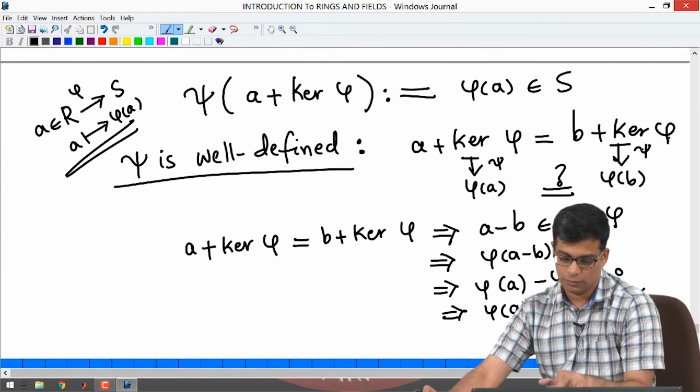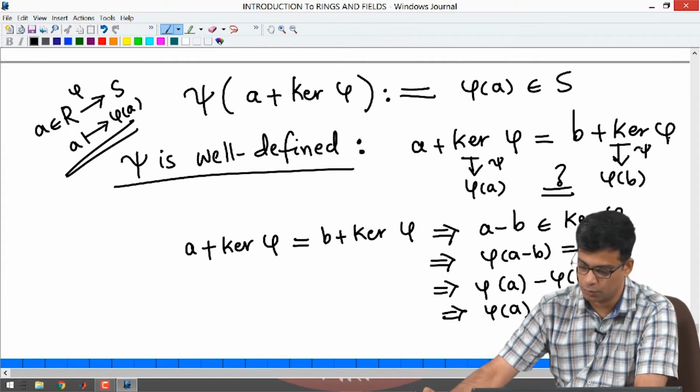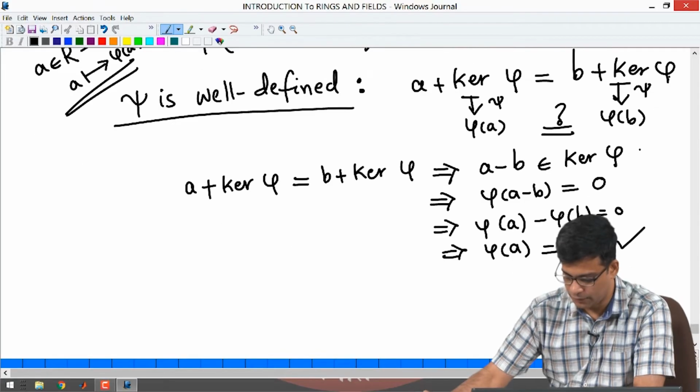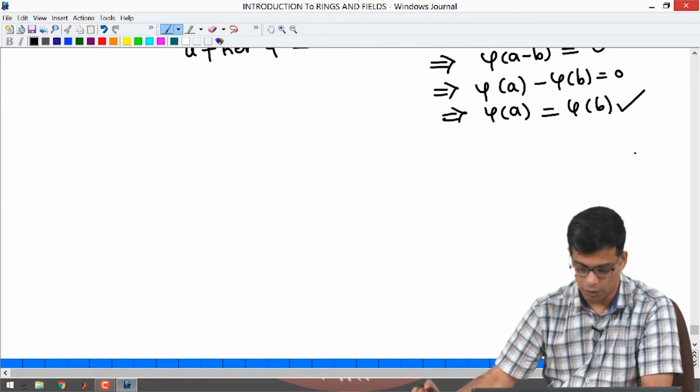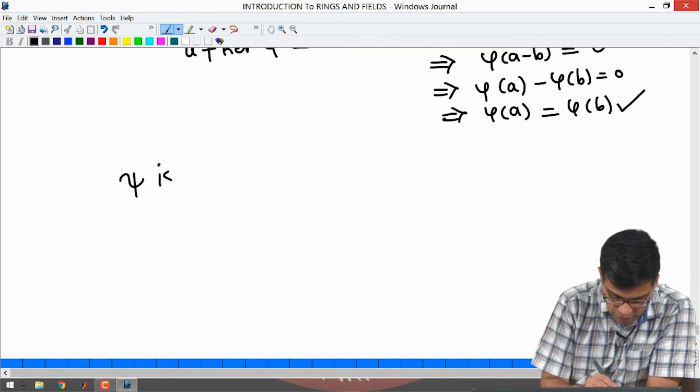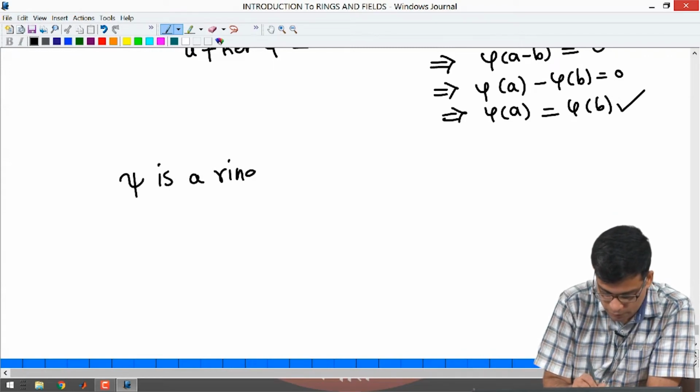So, we have verified that if A plus kernel phi is equal to B plus kernel phi, then phi of A is equal to phi of B. So, psi is well defined. So, that is good. Next, we will show that psi is a ring homomorphism.